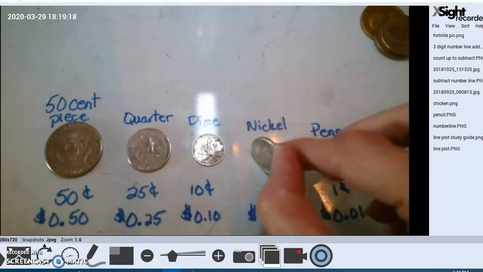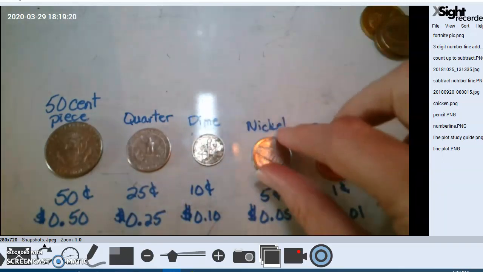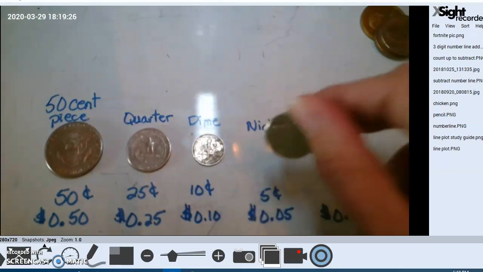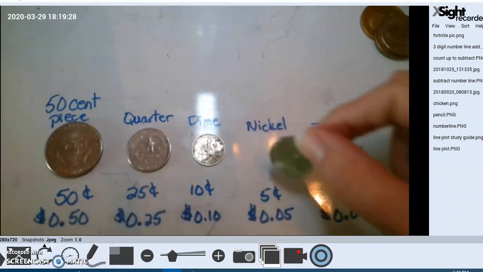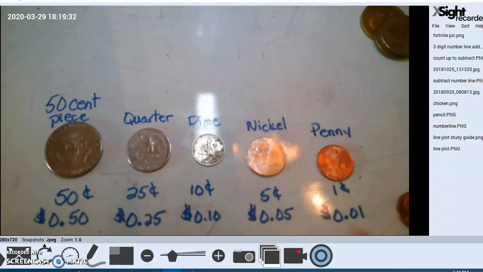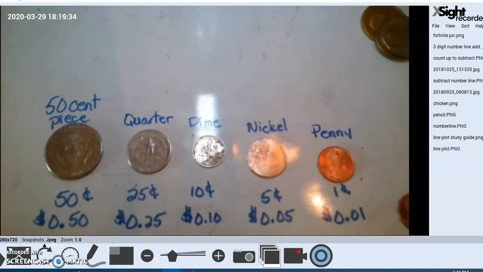This is the tail side of a nickel that has the Capitol building in DC. I want to show you as well a different face on a nickel. They redesigned the nickel a few years ago. This is a newer nickel. I don't know if you can see it.